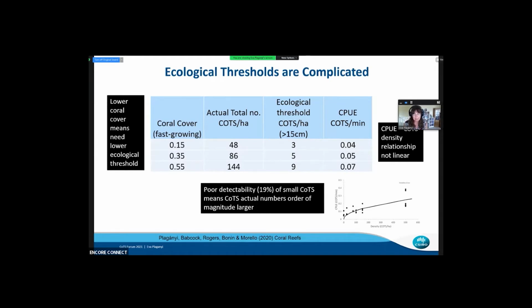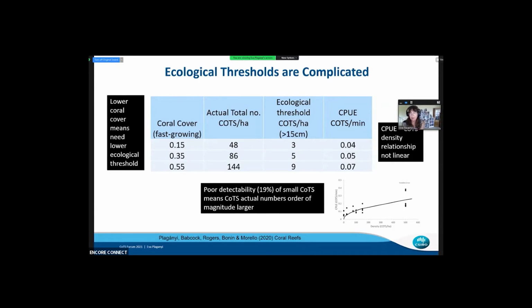Then there's the fact that we have this poor detectability of some of our small COTS. We're suggesting a number of COTS be removed and that you reduce it to a certain number, but we know we're not actually seeing all of the COTS out there. This is the sort of thing that these kinds of models can help with, through this cross calibration. This table here is from a paper we just recently published, and I've pulled out a couple of examples to show you what some of those calibrations look like.